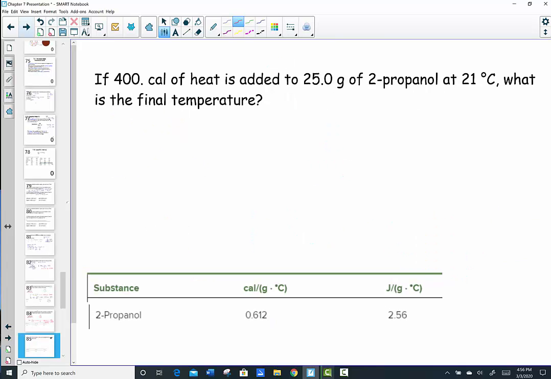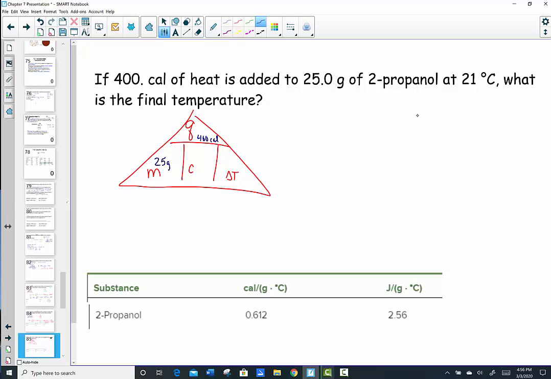Here's an example of using a different compound called 2-propanol. And all I did was go to your chart and I pulled off its specific heat. So now, remember, our little helpful hint here, Q is equal to M times C times delta T. And let's just fill these in as we read it. It says 400 calories of heat. That's this variable. We're given Q this time. Of 25 grams, that's a mass unit, of propanol at 21 degrees.